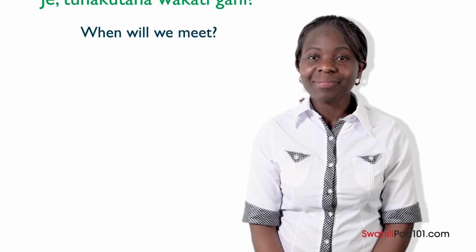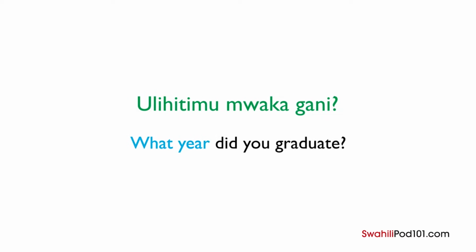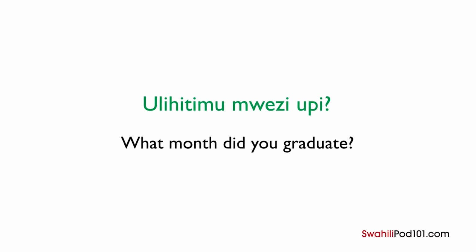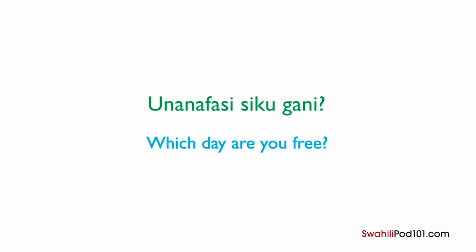When will we meet? If you want to be specific about the year, month, or weekday, the question is a little different. What year will be mwaka gani? For example, the question, what year did you graduate? In Swahili will be ulihitimu mwaka gani? Or if you want to know about the month, it will be ulihitimu mwezi upi? Like in the sentence, which month were you born in? Ulizaliwa mwezi upi? If you want to ask a friend on which day she's free, you'll use the expression una nafasi siku gani?